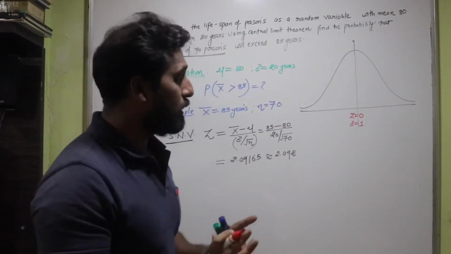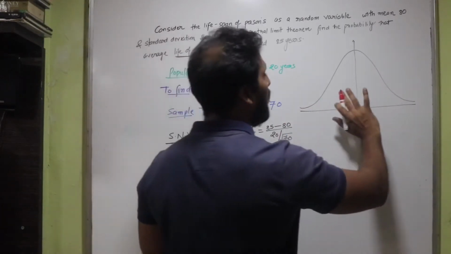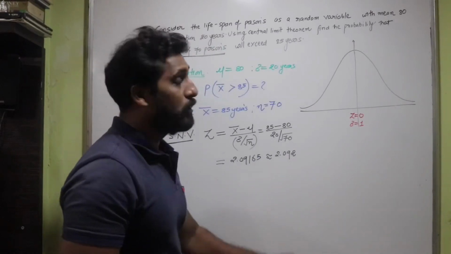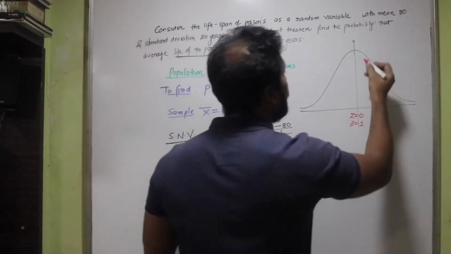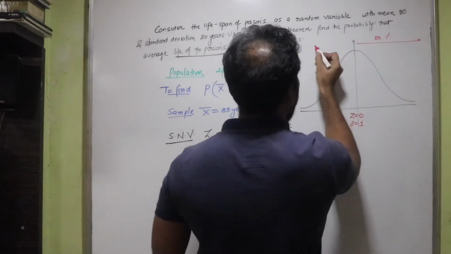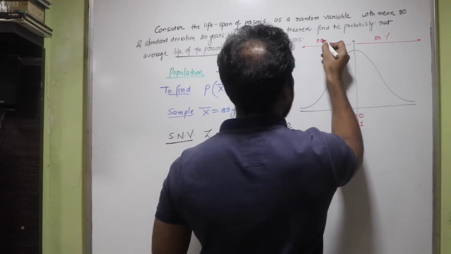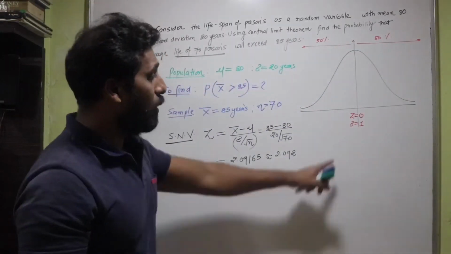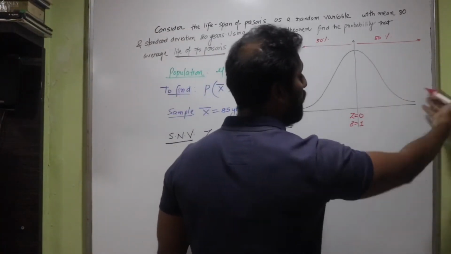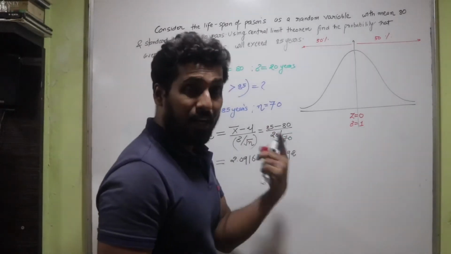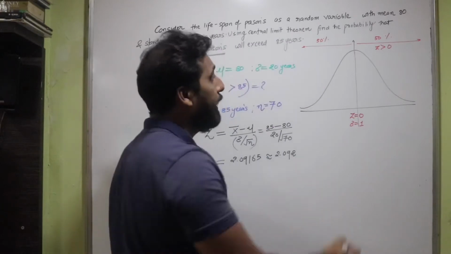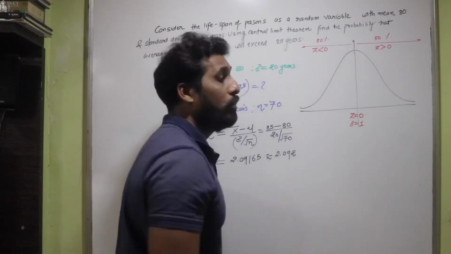Now understand this very carefully: 50% of values lie on the right hand side of Z equal to 0 and 50% of values lie on the left of Z equal to 0. So when I say the mean is 0, this is the place where Z is equal to 0, and from here you go on the right hand side, you get 50% values, you go on the left side, you get another 50% of values. Z is always greater than 0 on the right, and Z is less than 0 on the left.